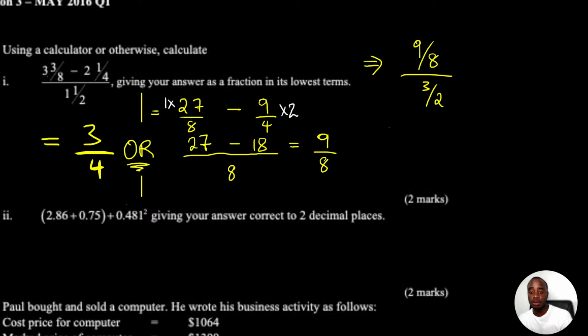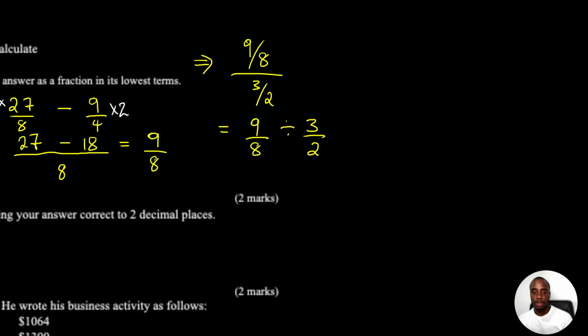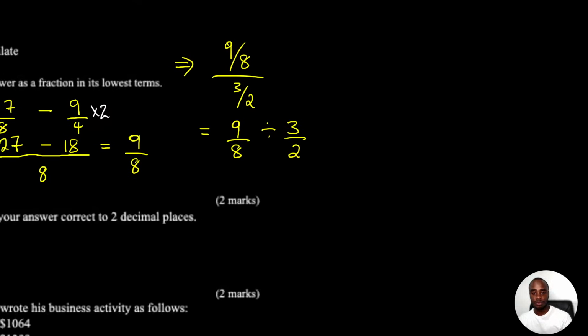So I can write that out. So that's 9/8 divided by 3/2. Yeah? And now, let me come a little bit over here. We know that when we divide fractions, what do we know? How do we divide fractions? What do you say?